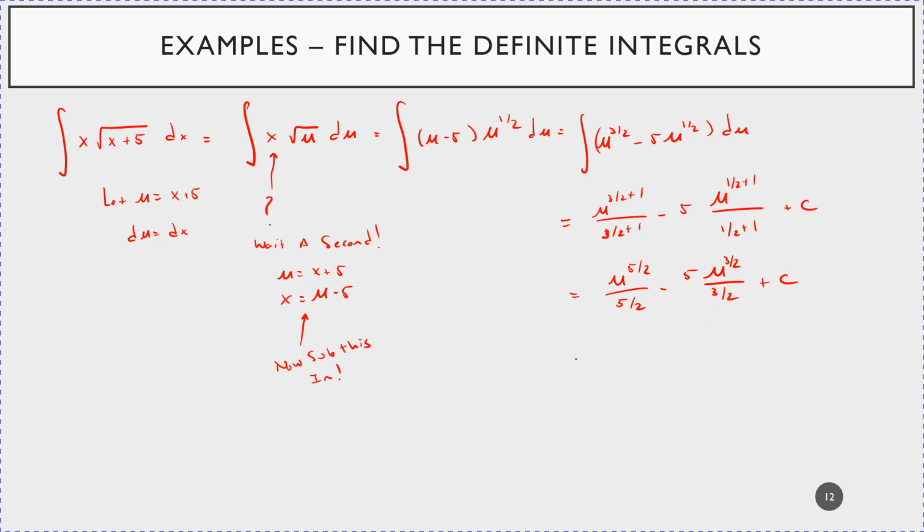And then you bring these up as the flip. So this is 2/5 u, well, u is x plus 5, so x plus 5 to the 5/2, minus 2 times 5, so this is minus 10/3 u, but u is x plus 5, to the 3/2 plus c. So it did get a little crazy there, but you just have to remember, if you have just an x left over, see if you can use a little bit of algebra so that you can get x by itself in terms of u and go from there.